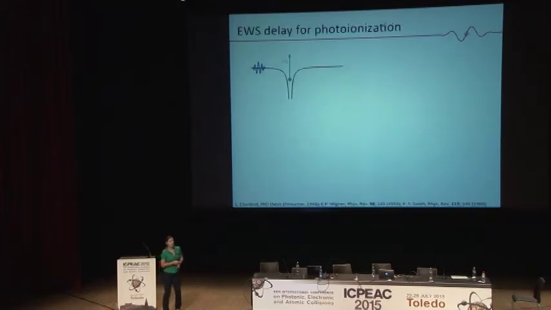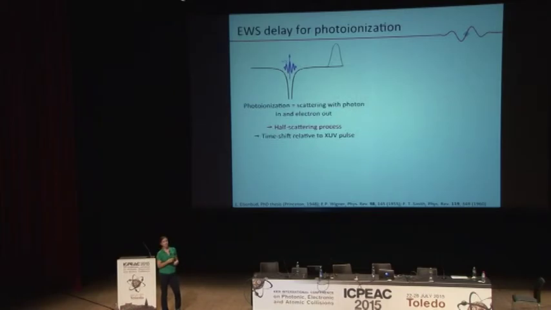Now for photoionization, the situation is a little bit different, since now we have an initial bound state and no incoming electron wave packet. The incoming particle is a photon, which ionizes our electron and puts it in a continuum. This is what we call a half-scattering process, and our time delay is then defined with respect to the incoming XUV pulse, with respect to the ionizing pulse.